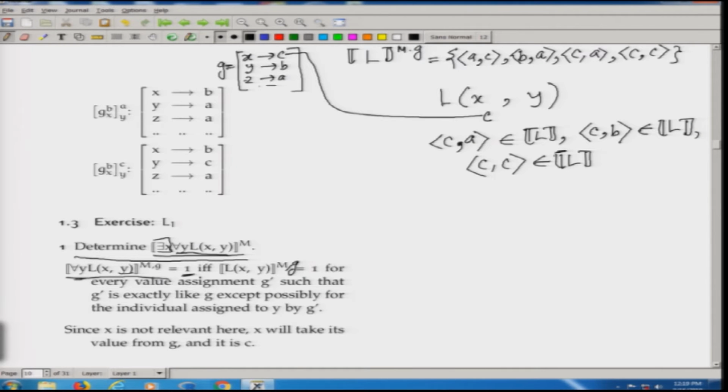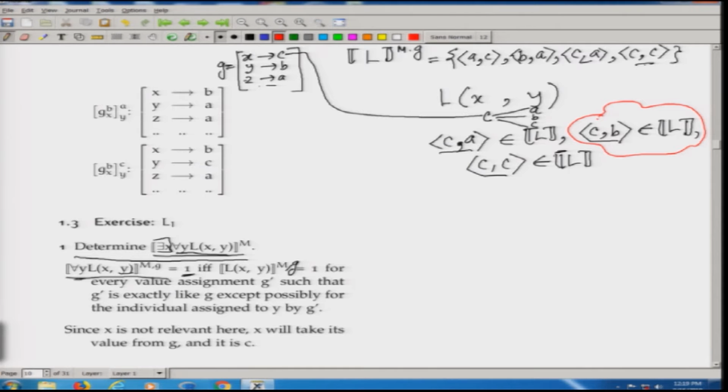Now, what does it mean? It means y will vary. So y will have A, B, C, and C has to have this coupling with the varying y. That means all these three things must be members of the set, which is the denotation of L. Is that the case? We find C A, yes, we do. We don't find C B. We find C C. Two things are there, but unfortunately this is not there.